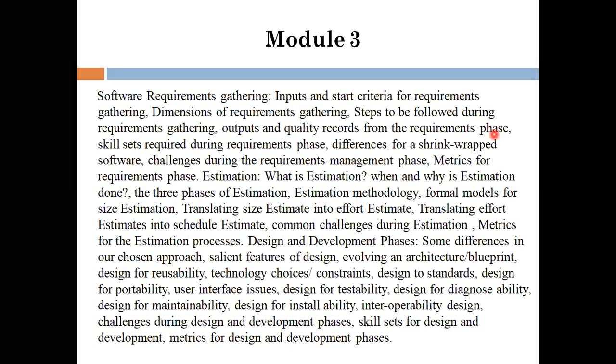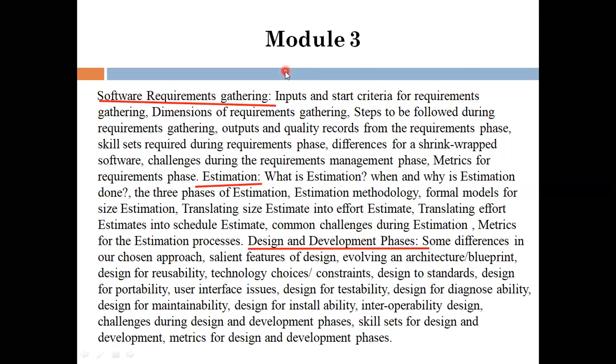If we talk about module 3, as I said earlier, we have three topics. You can divide it into three equal parts, focusing on three major areas: one is software requirements gathering, the second is estimation, and the third is the design and development phase. If you take the textbooks, you can see all these will be three chapters of the textbook.